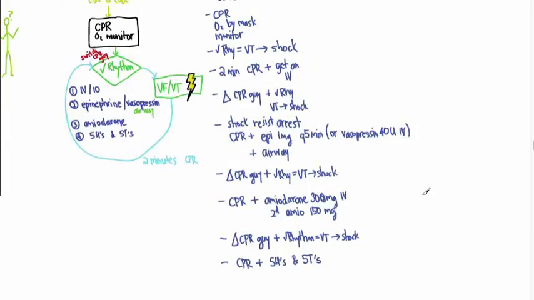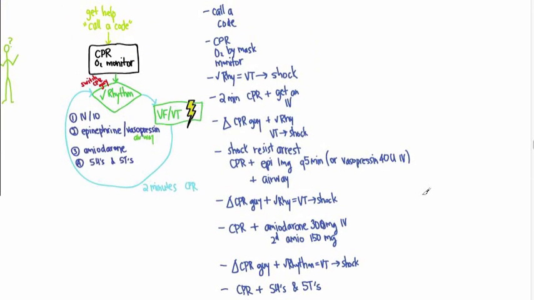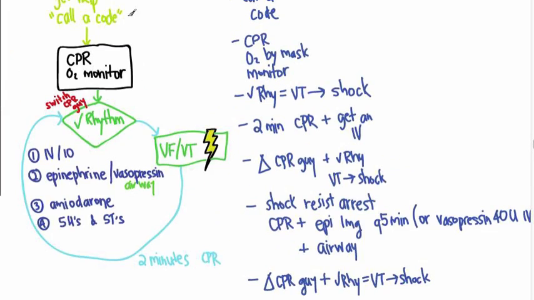So let's review this real quickly, and then we're going to go into all of these in a little bit more detail. The first thing we do is we call a code. Then we start CPR on the patient, put them on oxygen, and put them on a monitor as more people come in. Then the first thing you do is check a rhythm. When we did, we saw our patient was in VTAC. So we shocked him because that was one of our shockable rhythms. Went around and around, so 2 minutes of CPR were going on, and as we did those 2 minutes of CPR, we were also getting an IV.